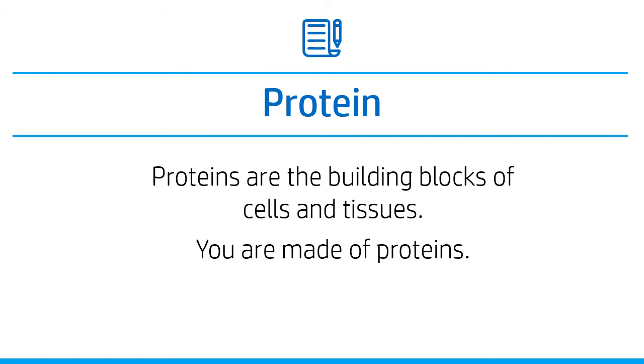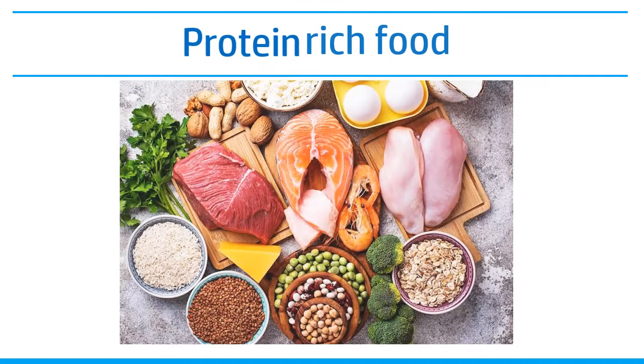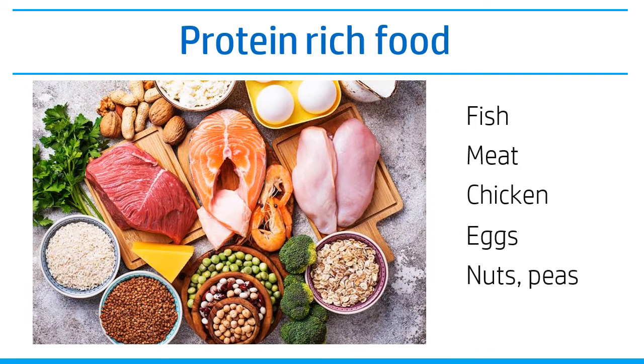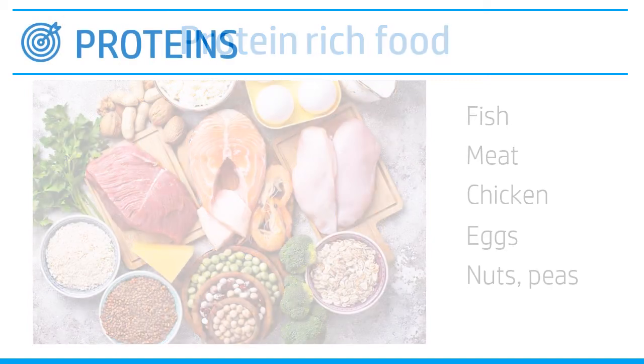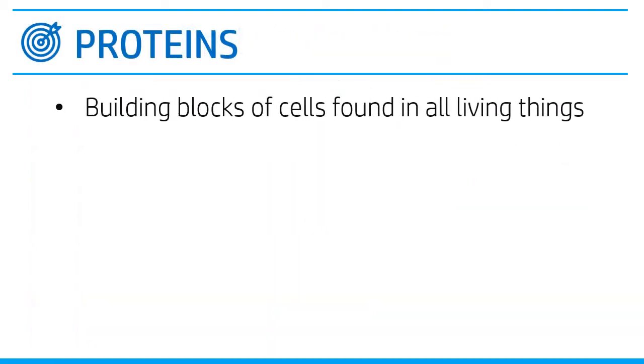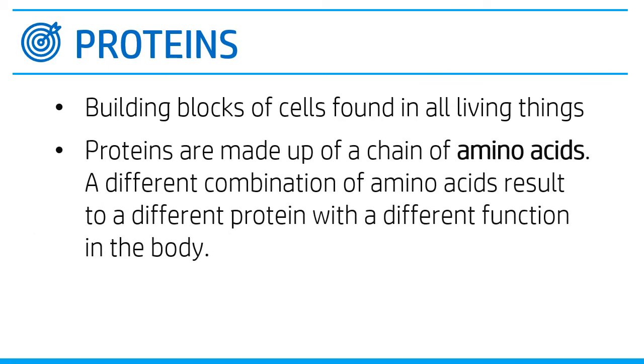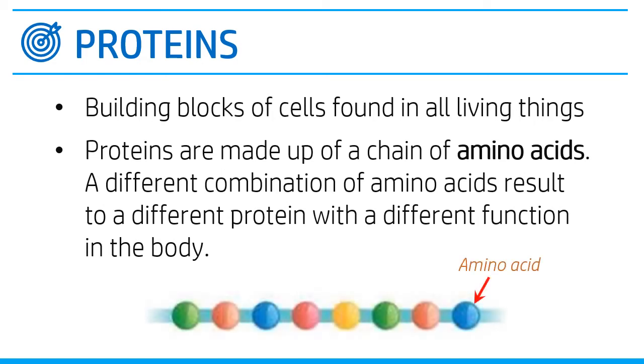There are many sources of proteins. Sources of proteins are fish, meat, chicken, eggs, nuts, and peas. Here you see that proteins come from both animals and plants. Proteins are the building blocks of cells found in all living things. Proteins are made up of a chain of amino acids. A different combination of amino acids results in a different protein with a different function in the body. An amino acid is just like this.